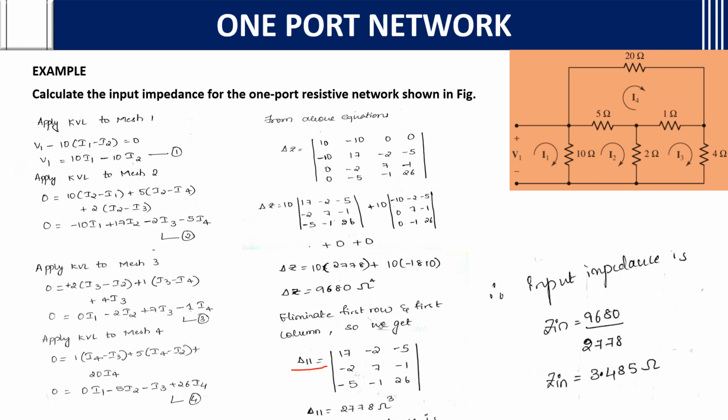After that, the input impedance Zin is equal to what? Delta Z, that is 9680, by delta 1 1, that is 2778. You will get 3.485 ohms. Here it is ohm power cube, why? Because 3 rows, 3 columns are present in this matrix or the determinant.